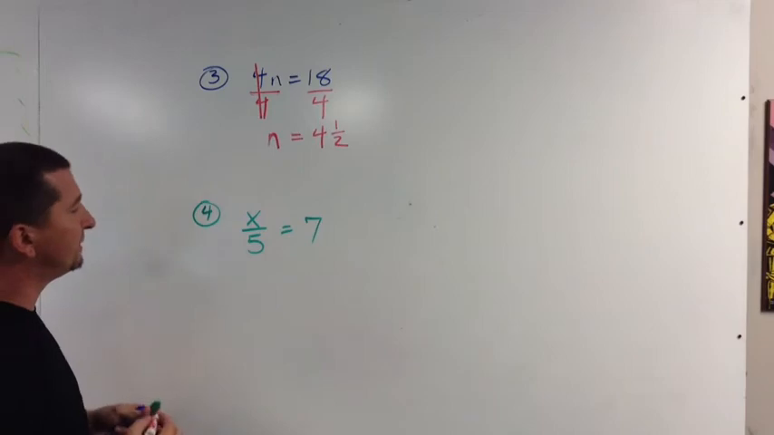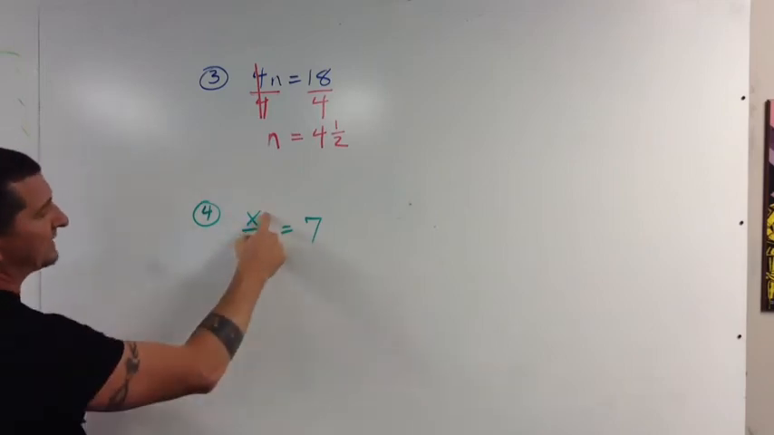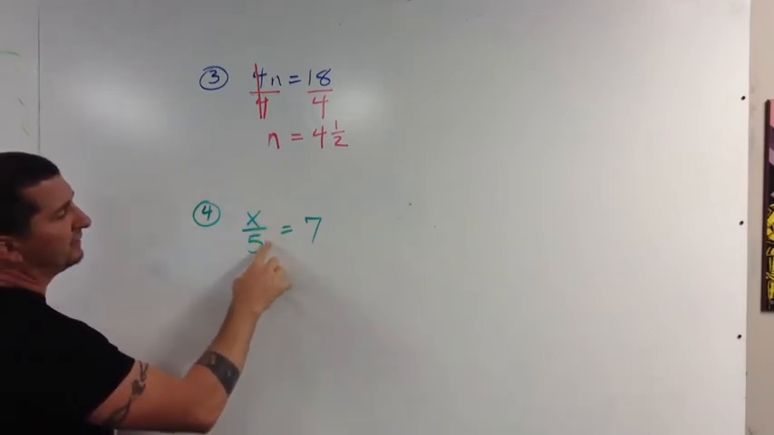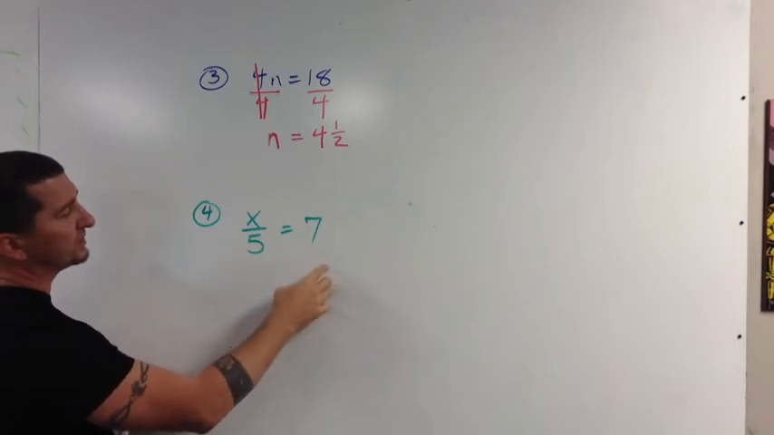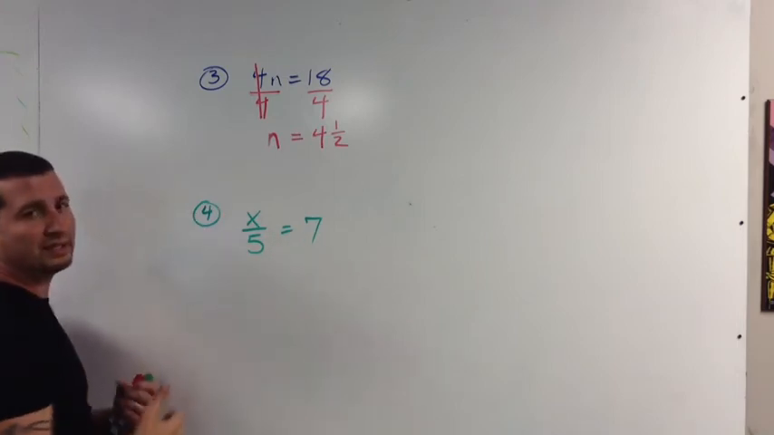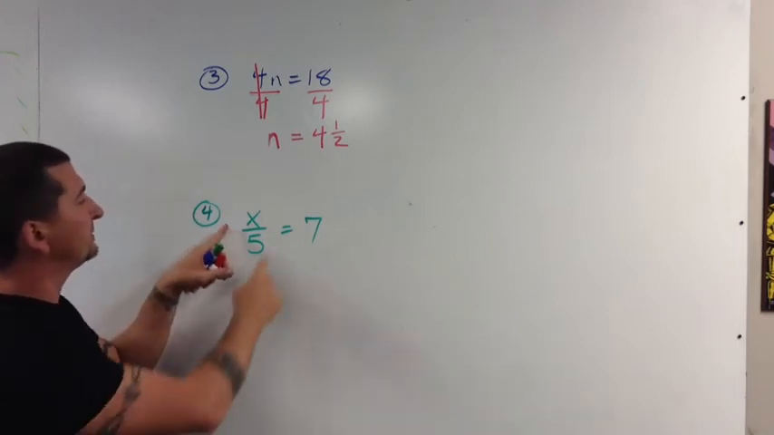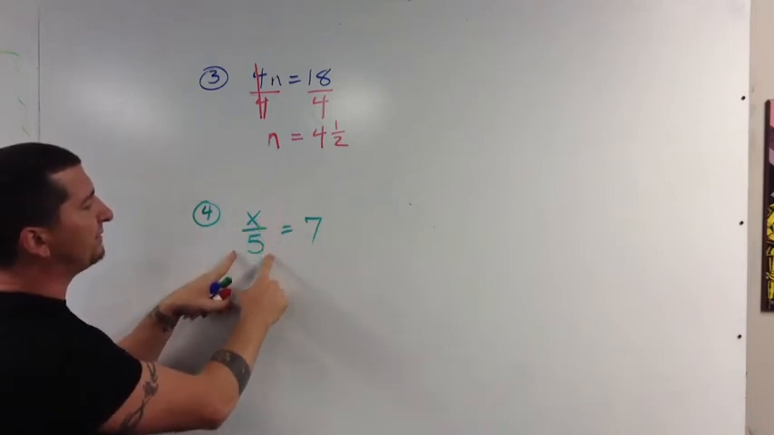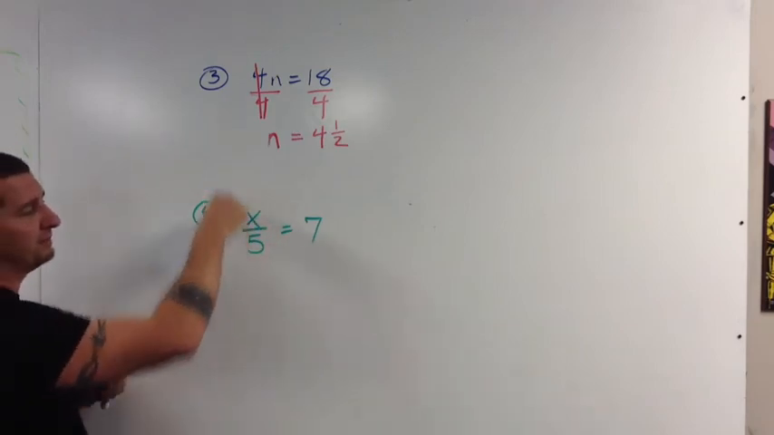Our next example is x over 5, or x fifths, equals 7. Now this fraction and all fractions are division problems. This means x divided by 5. We read from the top going down.